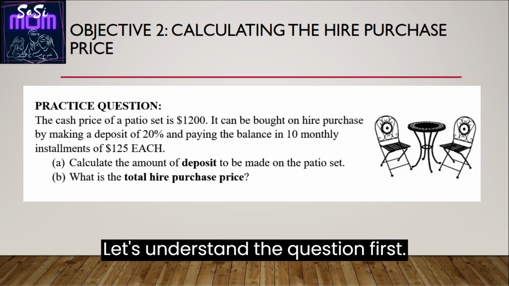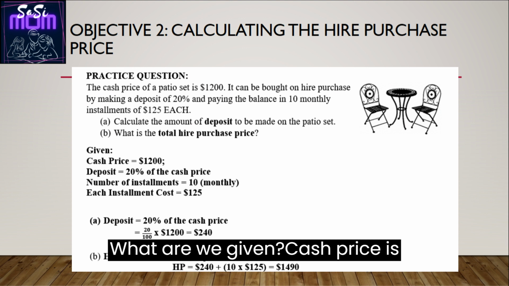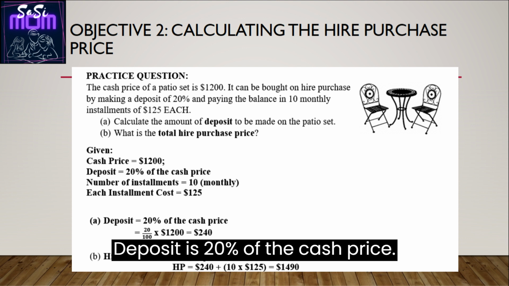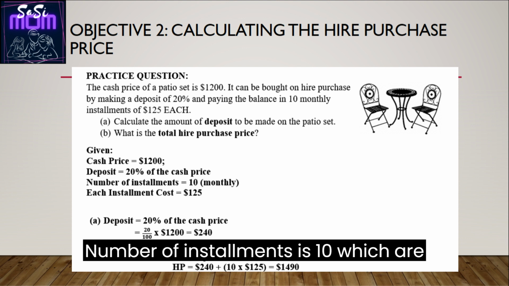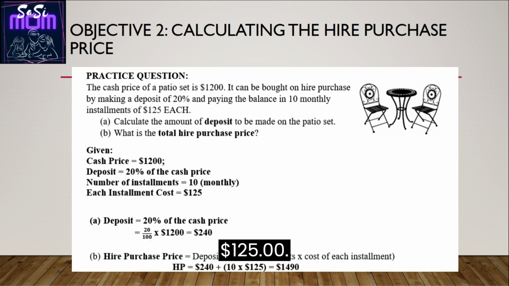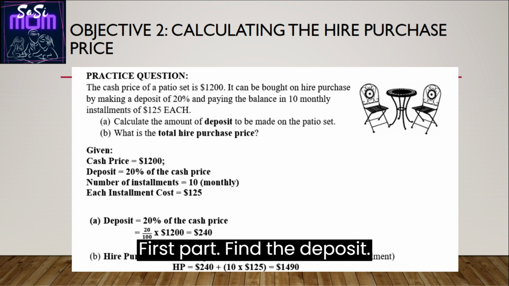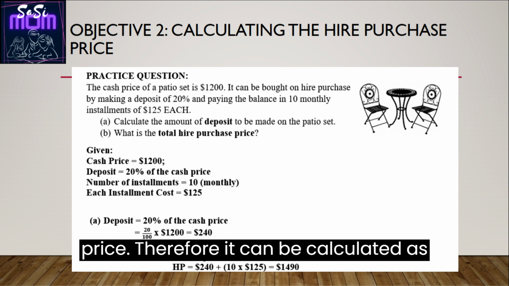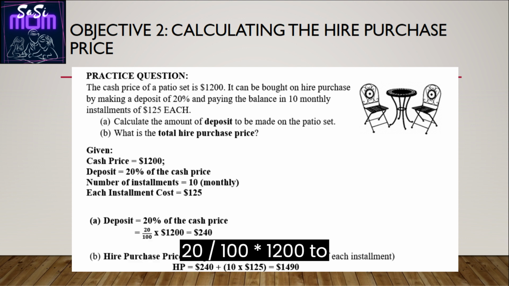Let's understand the question first. What are we given? Cash price is $1,200. Deposit is 20% of the cash price. Number of installments is 10, which are monthly. Each installment cost is $125. First part. Find the deposit. Recall the deposit is 20% of the cash price. Therefore it can be calculated as 20 divided by 100 multiplied by 1200 to give $240.